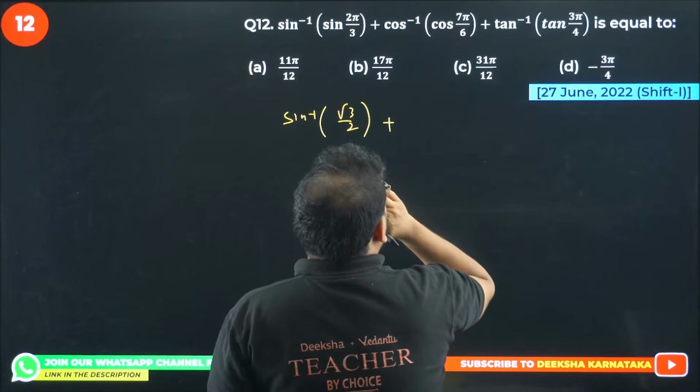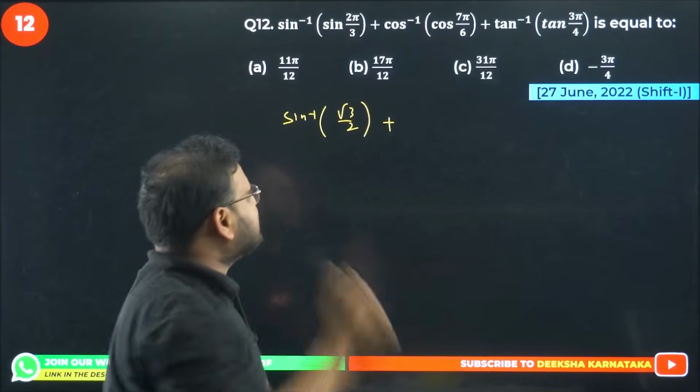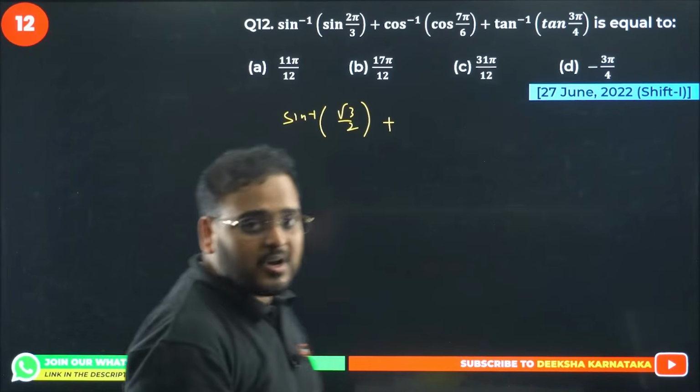Over here, this will become which quadrant? 7 pi by 6. So third quadrant, right? Third quadrant, so negative.